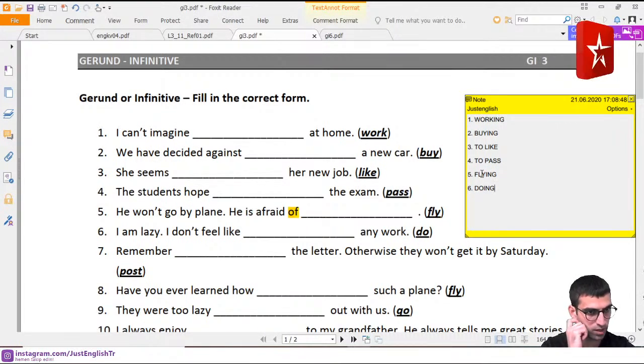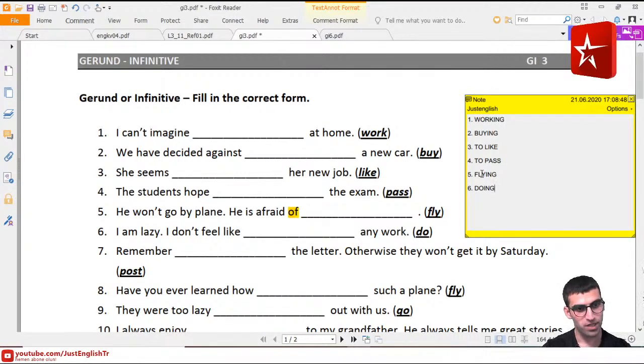Yes, Gülsafa. Only Gülsafa wrote the correct answer. Congratulations. And Azime is here. Welcome, Azime. I haven't seen you. Actually, I didn't see you in my last lesson.